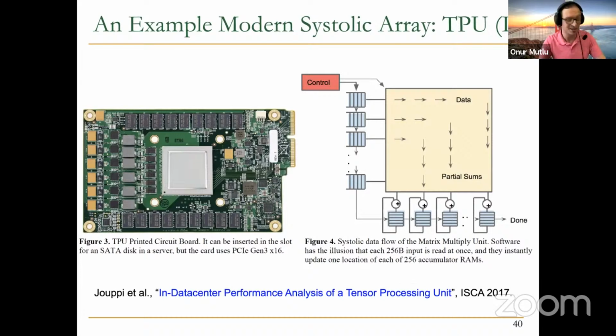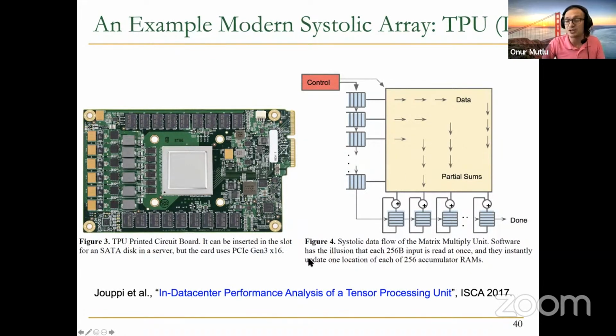So let's go back to the modern systolic arrays. These are TPUs. Essentially, you can see a TPU does matrix multiplication, and it's designed to do matrix multiplication. And you can see that in this paper, it's described in more detail. Basically, they have a systolic data flow into the matrix multiply unit.